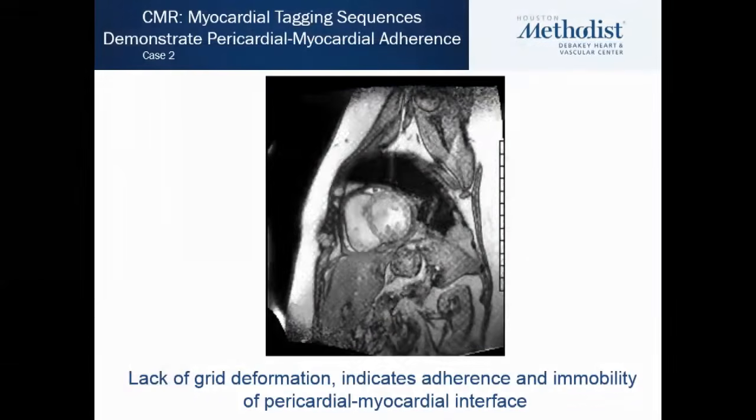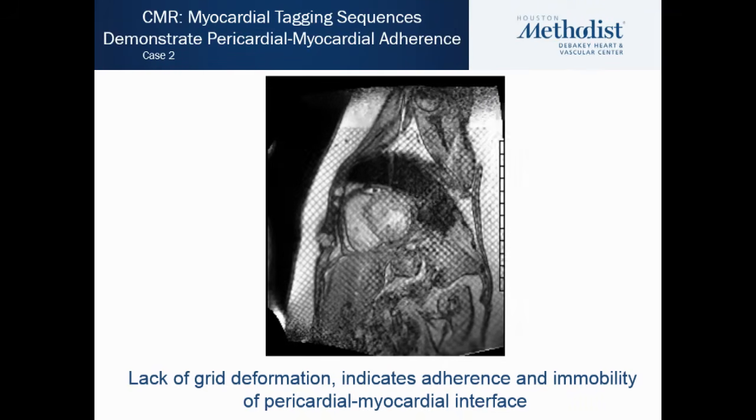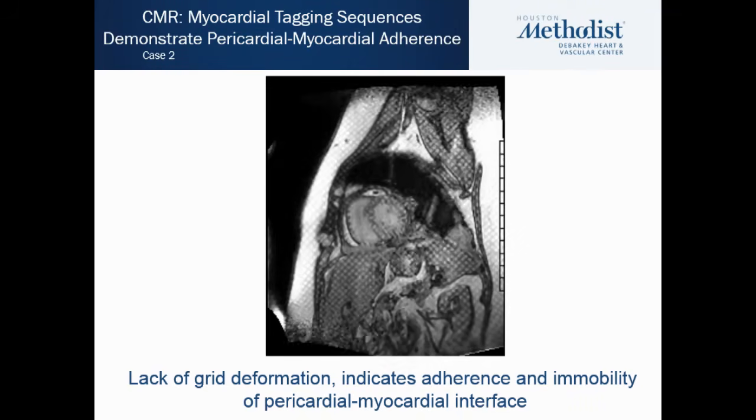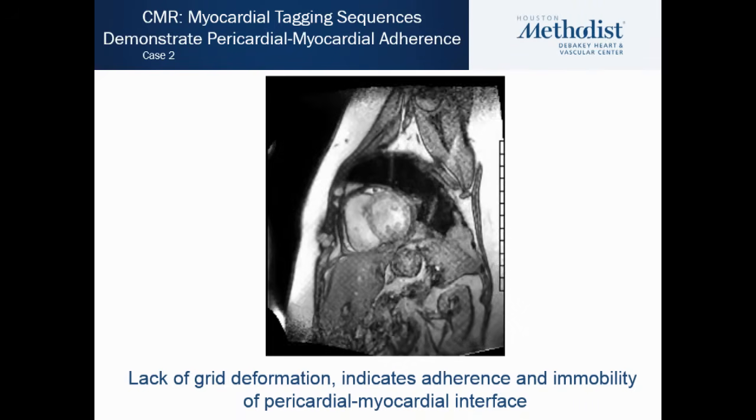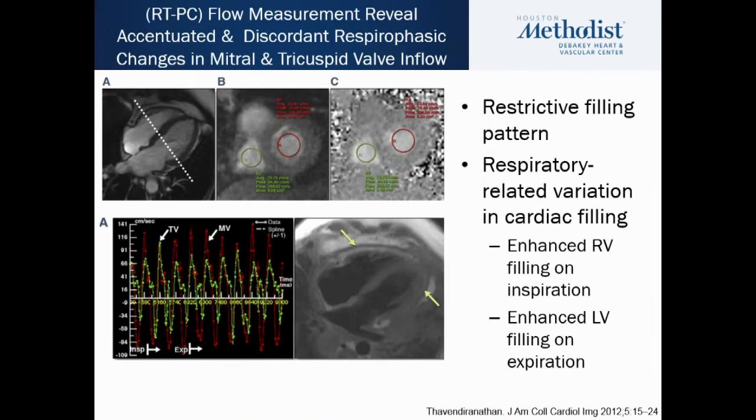We have another technique called a tagging sequence, where you create these pixels, and it's often on the heart. It's often used for strain analysis. But the idea here is the pericardium and myocardium should move independently. If they're moving together, they're likely adhered and immobile, and it can help you diagnose adherence of the pericardium.